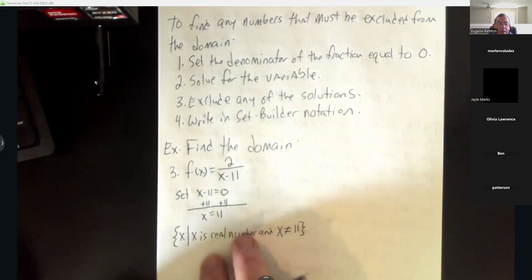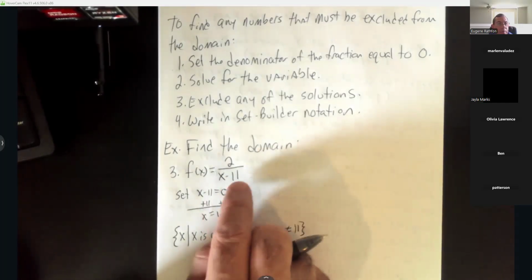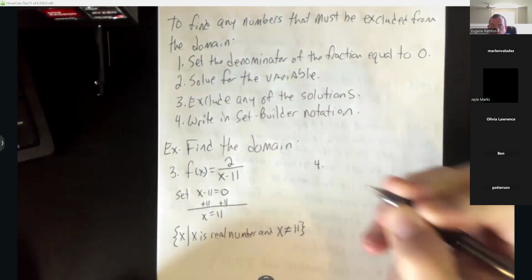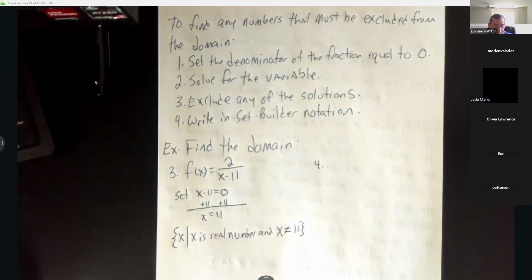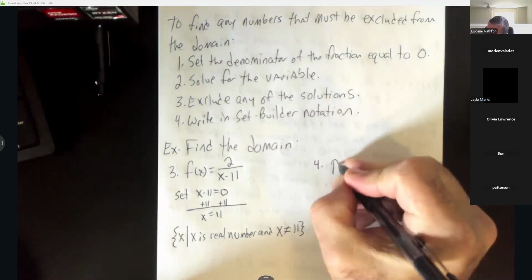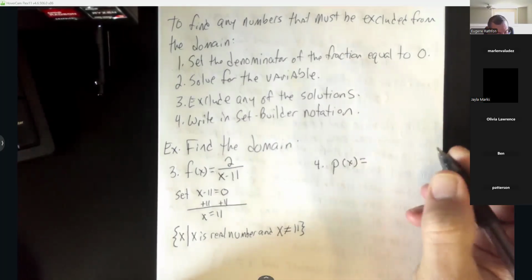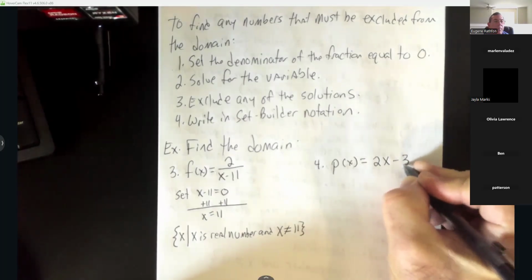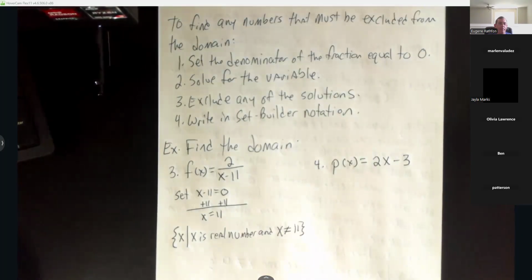Alrighty, y'all. So that's how you're going to find a domain, and we're only concerned with fractions. So any questions on that one? All right, same thing on this one. So this one's on y'all guys, okay? Find me the domain of P of x equals 2x minus 3. Any ideas what that domain will be?